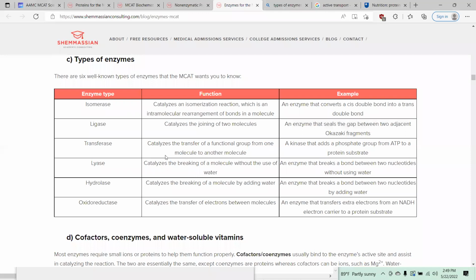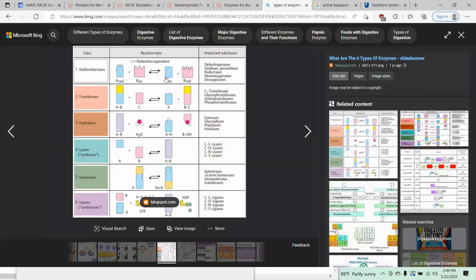Then we have a lyase. A lyase breaks a molecule without water versus a hydrolase, which breaks a molecule with water. We actually saw hydrolysis earlier today when we talked about peptide bonds, right? So a hydrolase uses a water molecule to split up two components. What it does is it gives a hydrogen on one end and it gives the OH on the other end. That's how a hydrolase works. Whereas a lyase will break things apart without using water. These are kind of uncommon, but they show up once or twice, but it's just another type of enzyme.